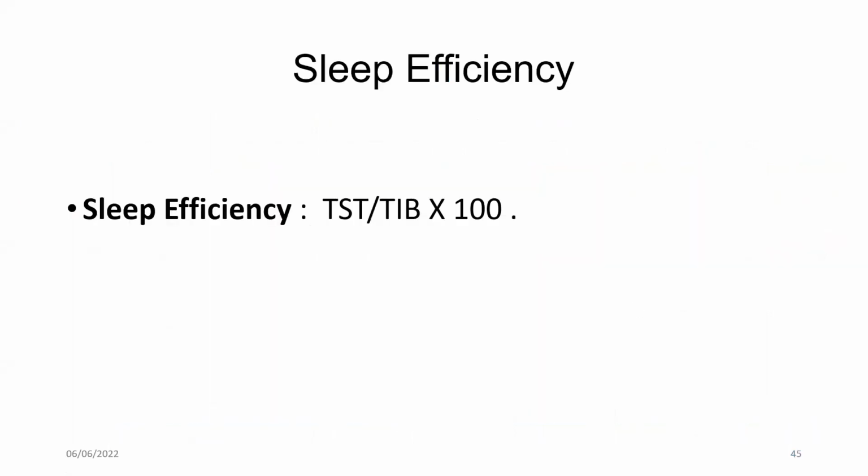Now, what is sleep efficiency? We looked at total sleep time, which is total sleep time without WASO. We already looked at time in bed, which is lights off to lights on. Total sleep time divided by time in bed, multiplied by 100, is called sleep efficiency. For normal people, more than 85% is good.